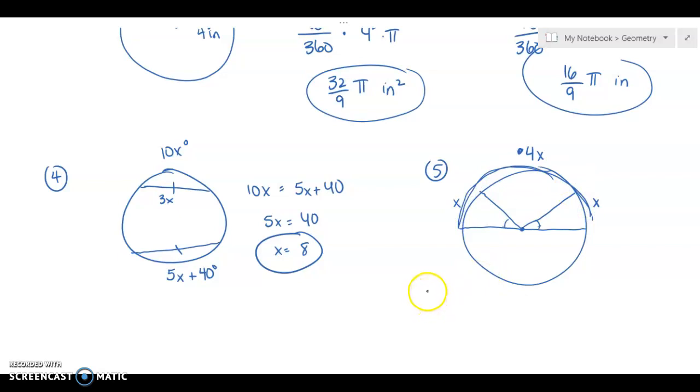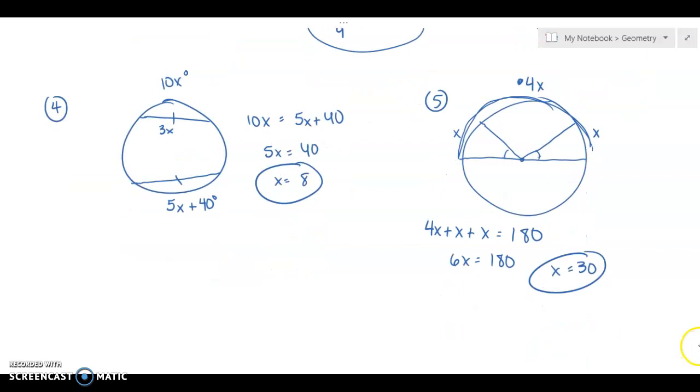Half of a circle is 180 degrees. So 4x plus x equals 180 degrees. When you add that together, you get 6x equals 180. Divide by 6, you're going to get 30. All right, so that's something to keep in mind.